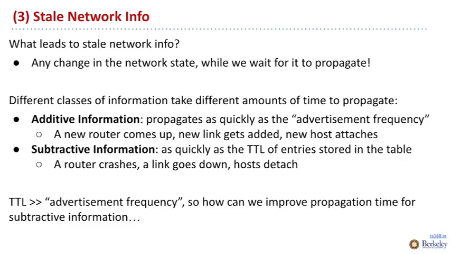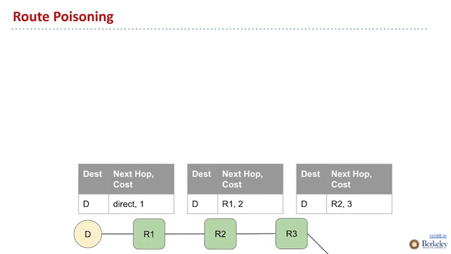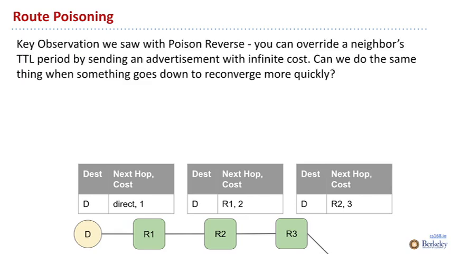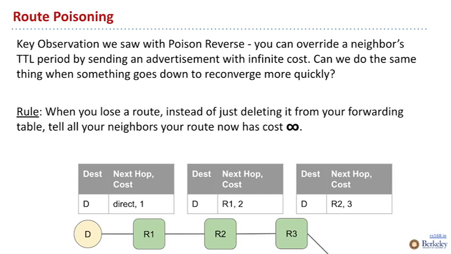So what can we do to improve this propagation time? This is the separate, slightly orthogonal problem that route poisoning is trying to solve. And the key observation that we saw with poison reverse was you can override a neighbor's time to live by sending an advertisement that has infinite cost. So rather than waiting for someone's information to expire, you can actively tell them, this host still exists, but the cost is infinity to get to it through me. And so we're going to take advantage of that to try to get to a place where we converge more quickly, where information spreads to the network more quickly.